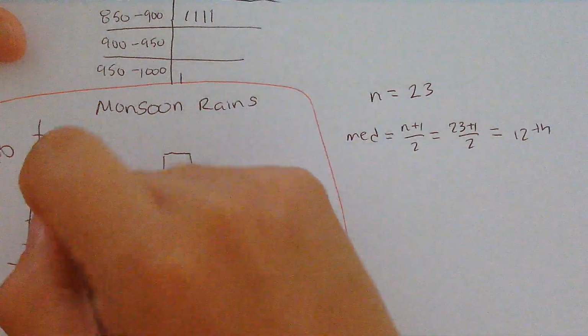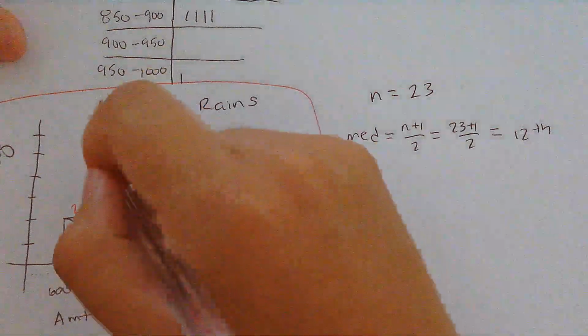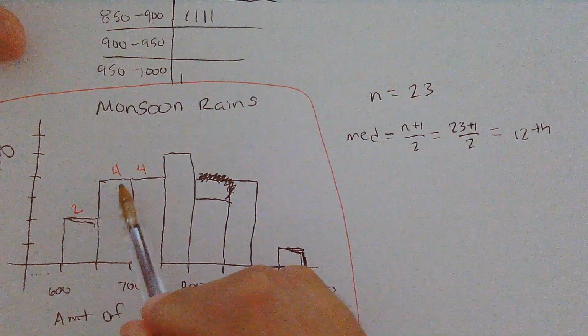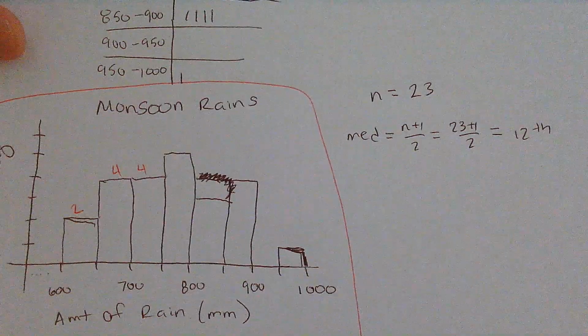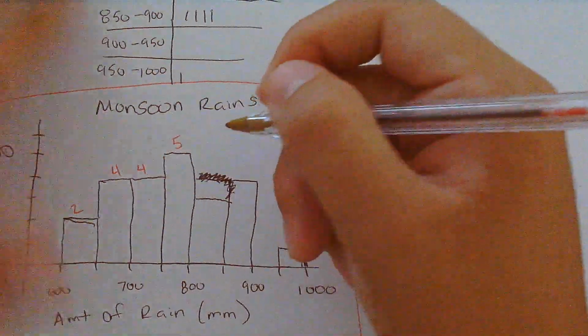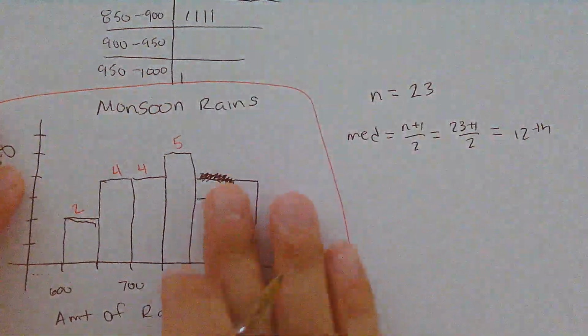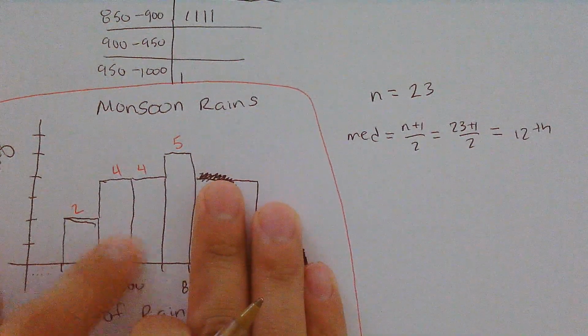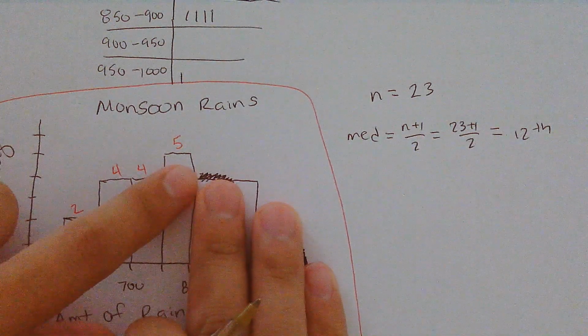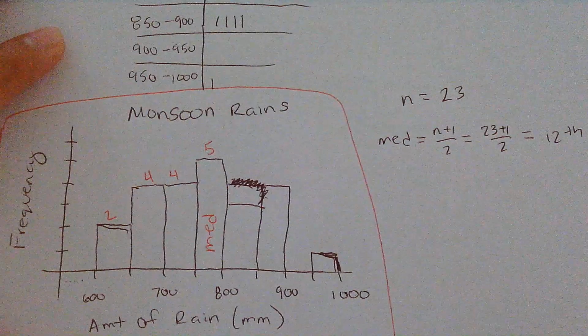In this first bar we had 2. In this next bar we had 4 and 4. So my median occurs at the 12th. So 2 plus 4 plus 4, that gives me 10. Not going to be in there. But in this next bar I had 5 observations. So between these first 4 bars, the first 10 observations occur here, and then 11 through 15 occur here. And if I'm looking for 12, that means my median is going to be in this category here.